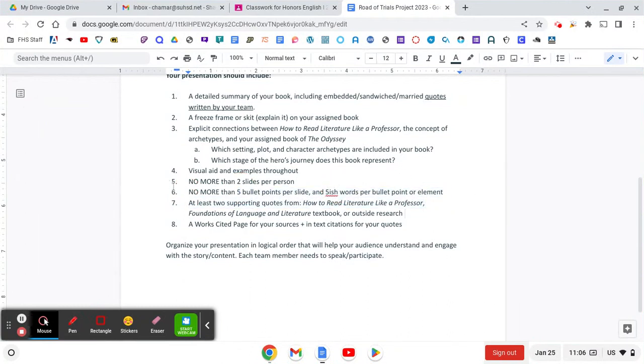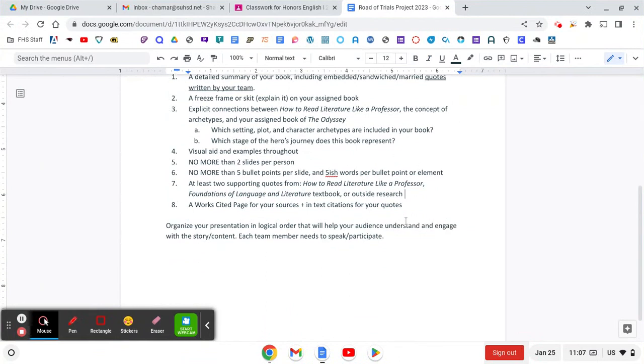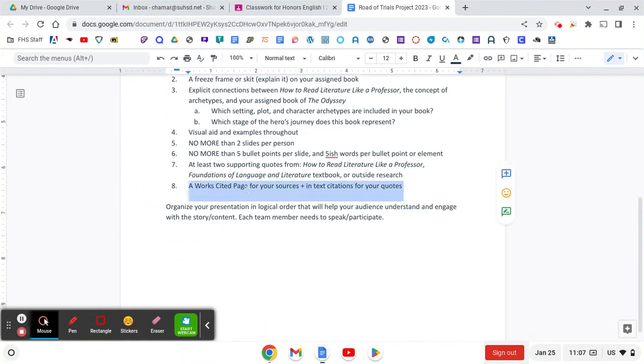You need at least 2 supporting quotes from the textbooks we've been working with. That would include How to Read Literature Like a Professor and the Foundations textbook in the classroom. You should have some quotes on archetypal settings, archetypal plot, and characters as well. And then, of course, a works cited page. Notice how it says a works cited page, not a works cited slide. So you'll need a whole works cited page citing the Odyssey and the Foundations textbook. You don't have to cite How to Read Literature Like a Professor.